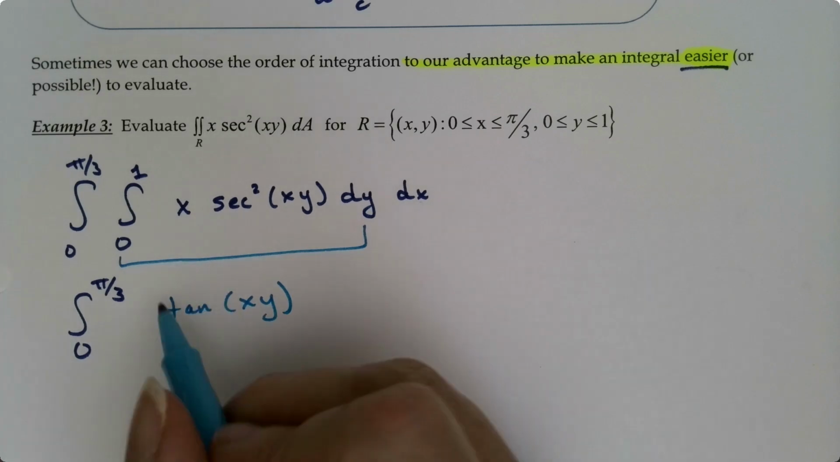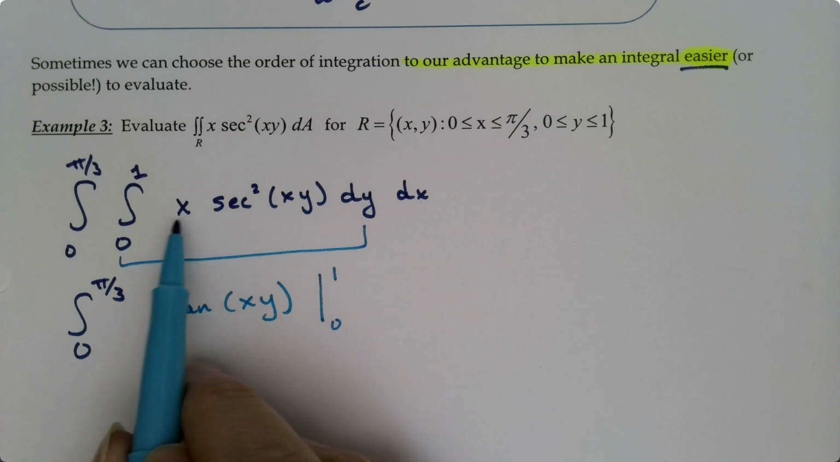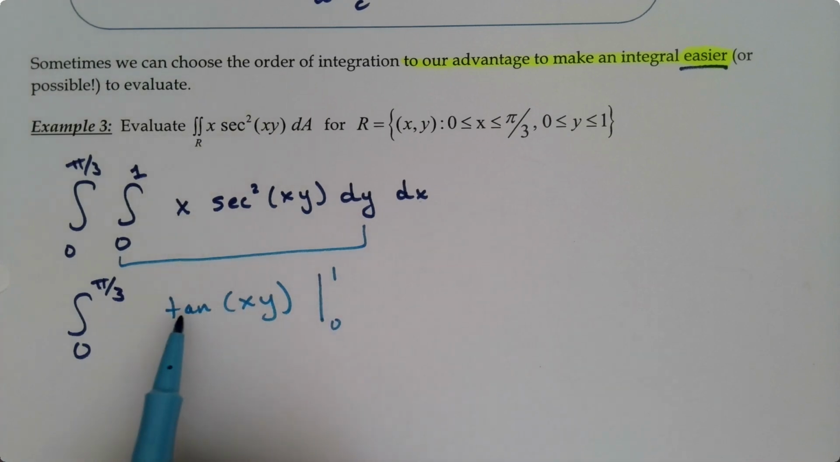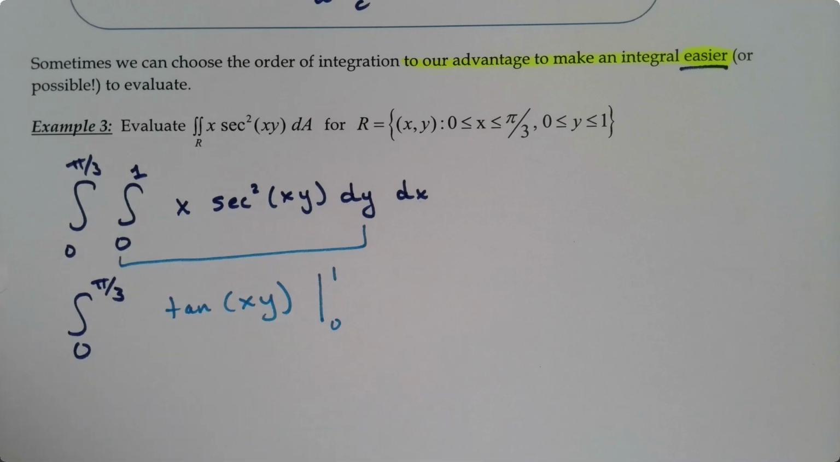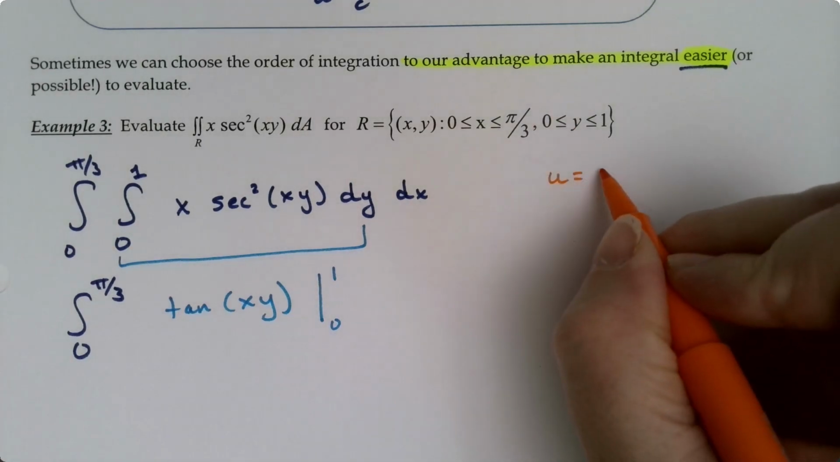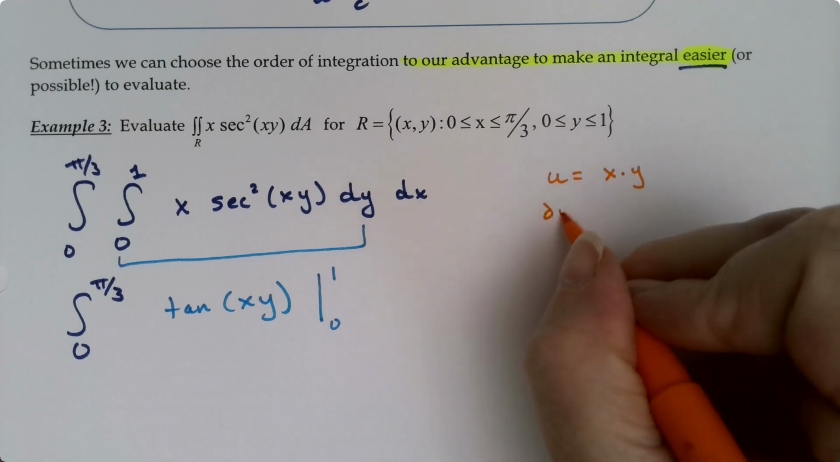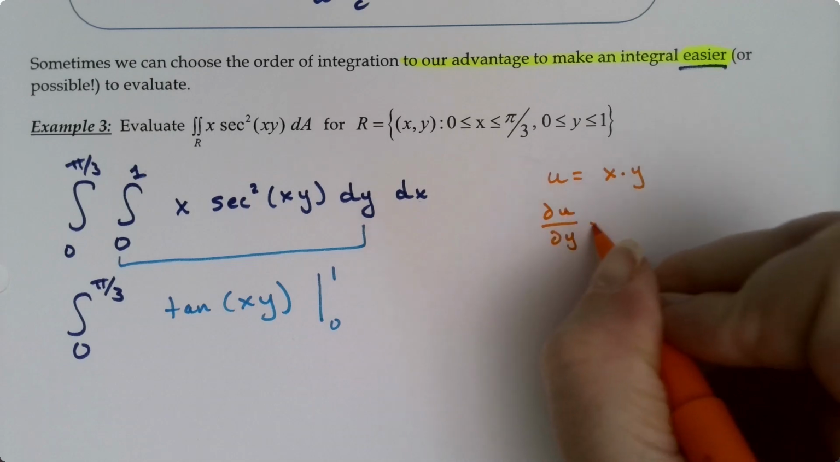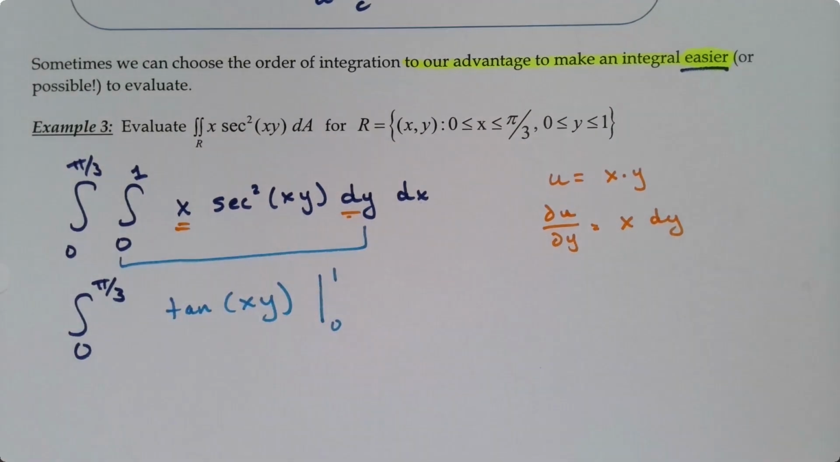And then I'm going to take this from 0 to 1. Now, what about this x here? Will this work? Well, remember that the derivative of tangent is secant squared of xy times the derivative of the interior. But the derivative of the interior is x. In other words, I'm doing sort of a little u substitution. If u is x times y, then the partial derivative of u with respect to y would be x dy. And I have an x and a dy right there.